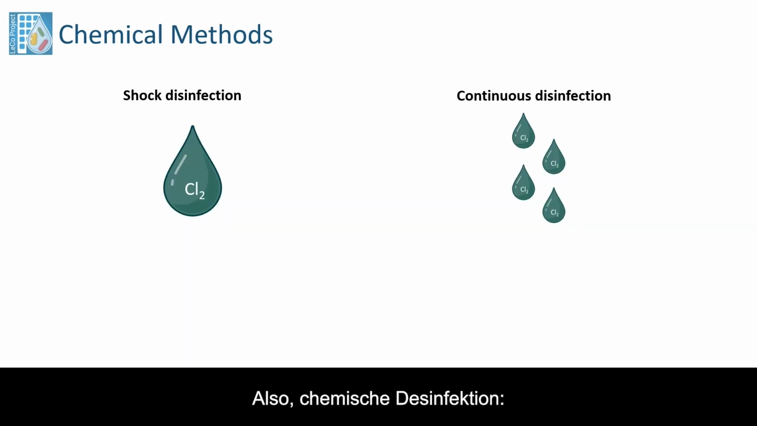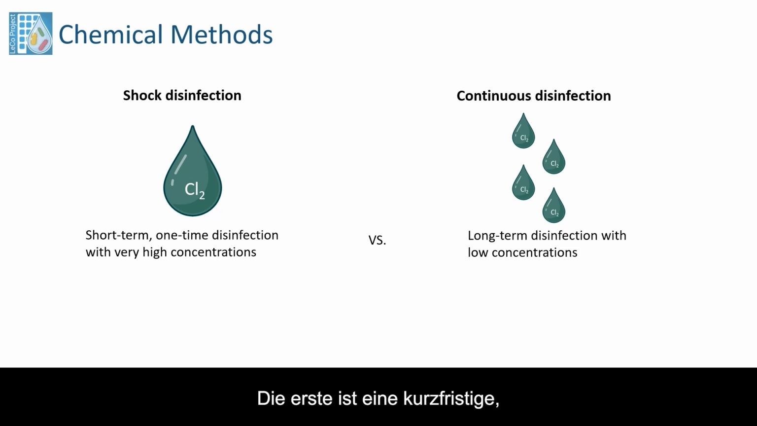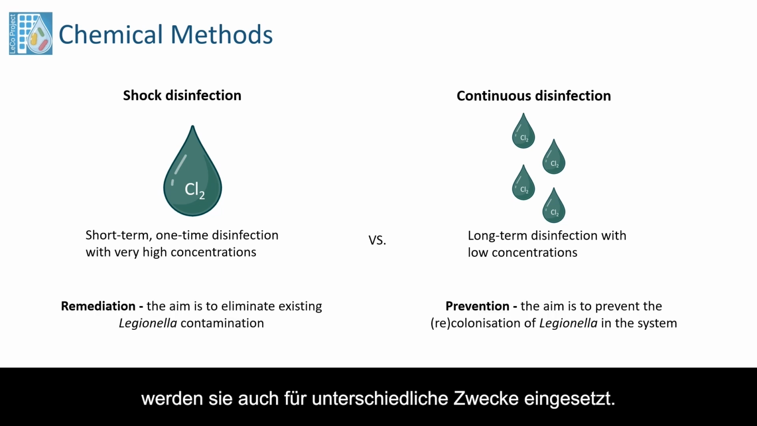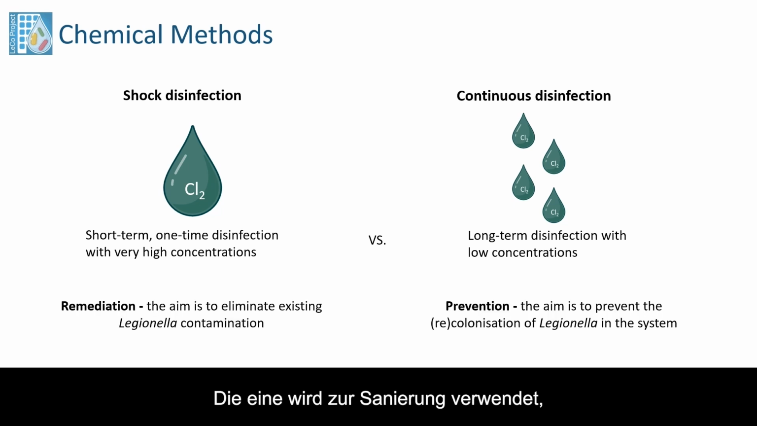So, chemical disinfection methods. There is mainly shock disinfection and continuous disinfection. The first one is a short-term, one-time disinfection with a very high concentration, and the other one is a long-term disinfection with low concentration. Because of these differences, they are used for different purposes: one for remediation and the other for prevention. So let's have a deeper look at them.